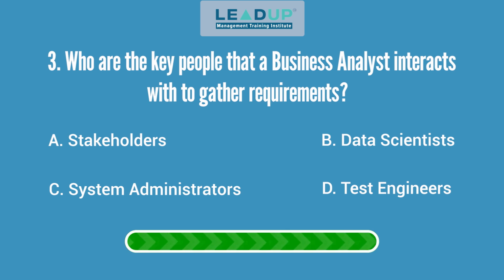Question 3. Who are the key people that a business analyst interacts with to gather requirements? A. Stakeholders. B. Data scientists. C. System administrators. D. Test engineers. The answer is stakeholders.